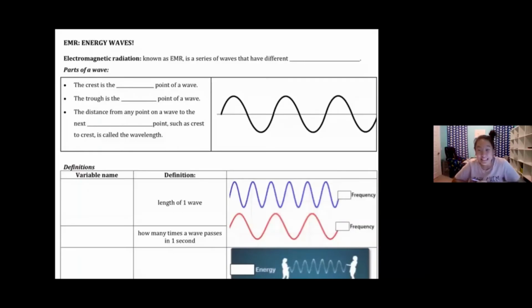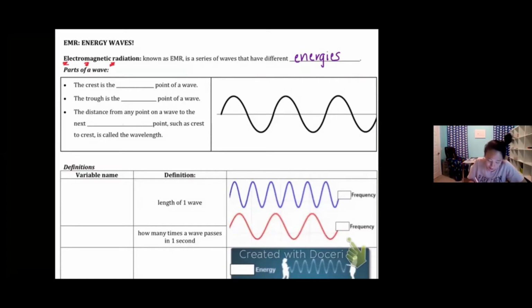All right, let's talk about electromagnetic radiation, known as EMR. EMR comes from the name right there. It is a series of waves that carry different energies. Before we actually talk about the different types of electromagnetic radiation, we want to go over some vocabulary words to make sure we understand parts of a wave and the relationships before we talk about the different types. So let's go over some vocab.